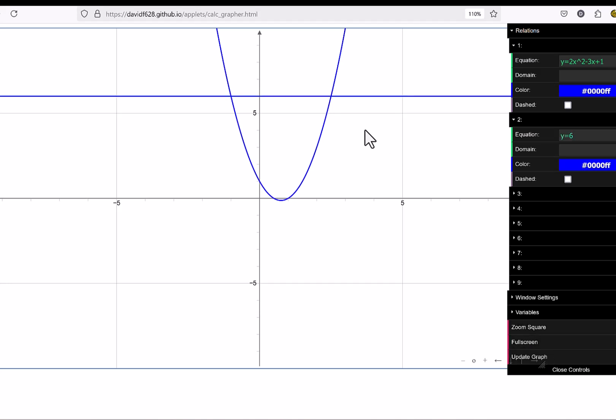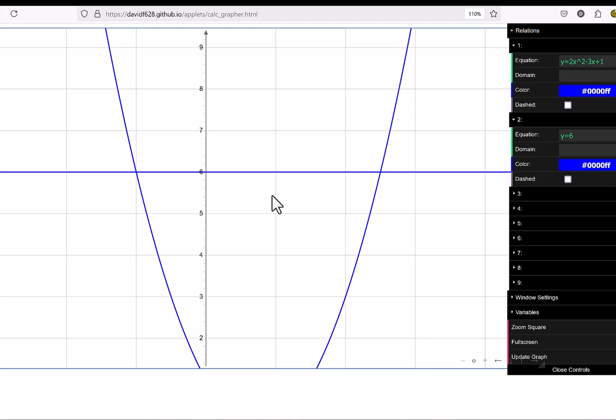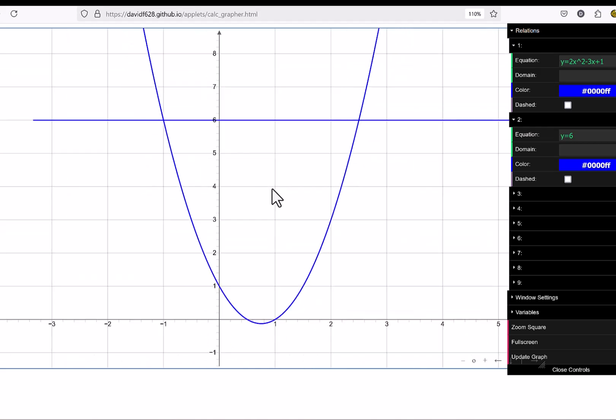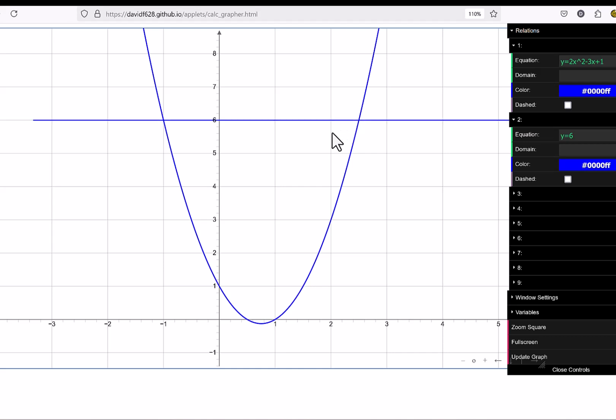Now, when I'm saying I'm trying to find the solution of these two, what I mean is I'm trying to find where these two graphs intersect one another. And so you can kind of see here where they intersect. It looks like -1 over here, and then, oh, sorry, somewhere between 2 and 3 over here.